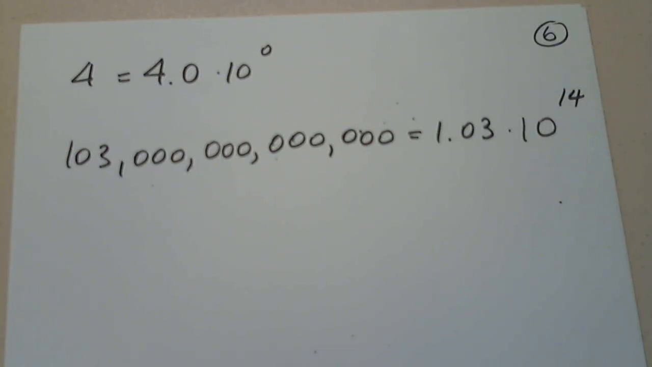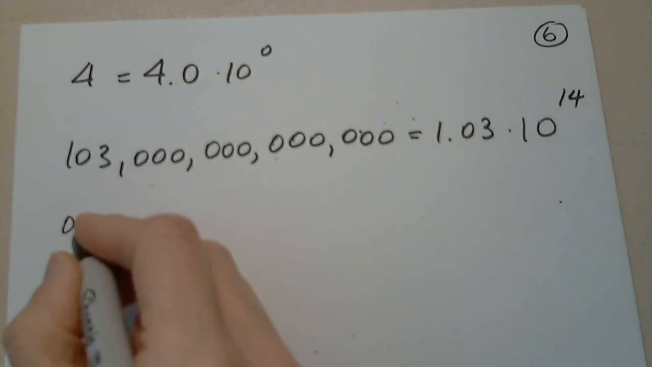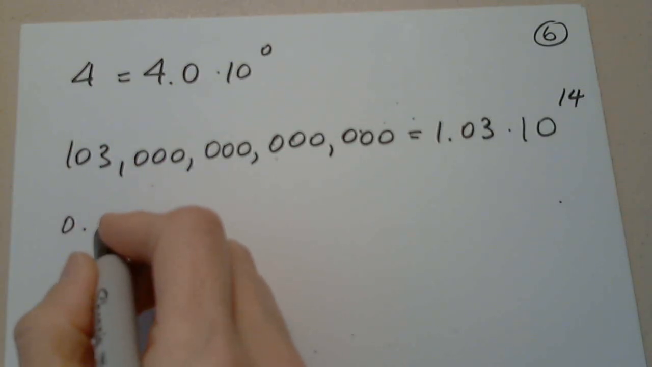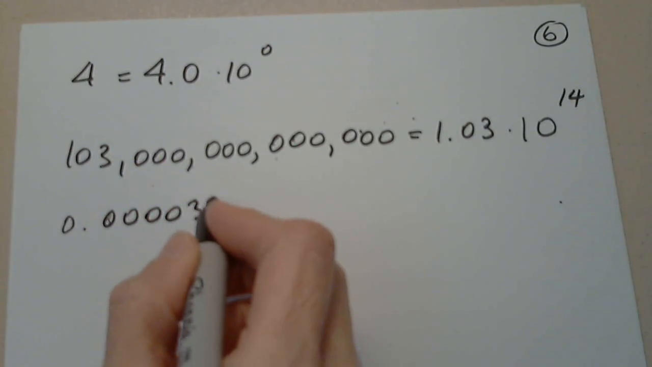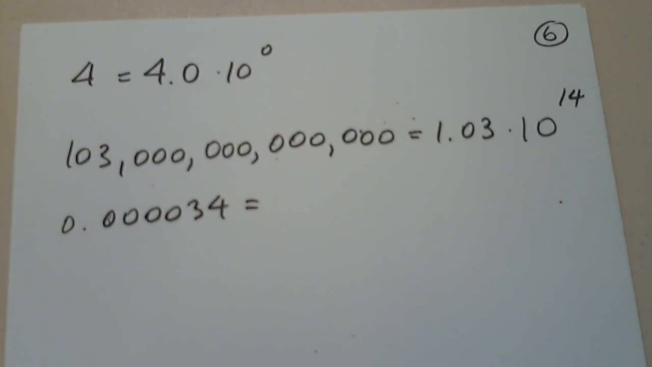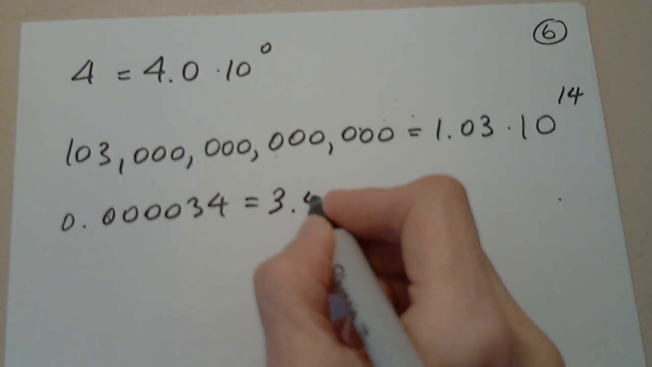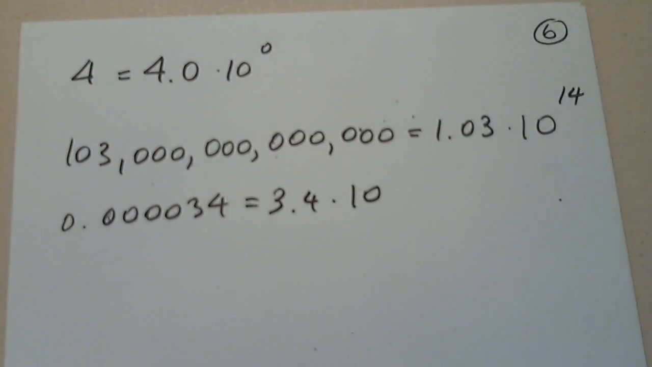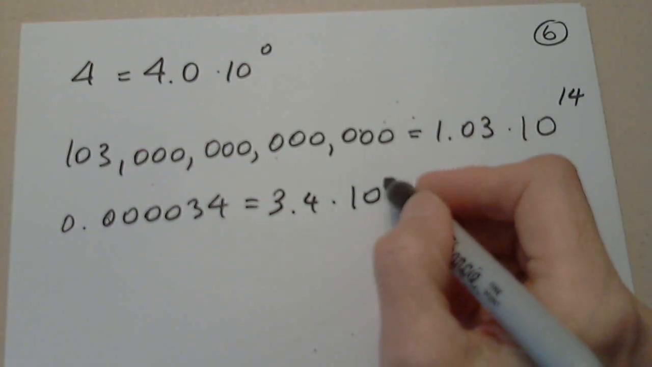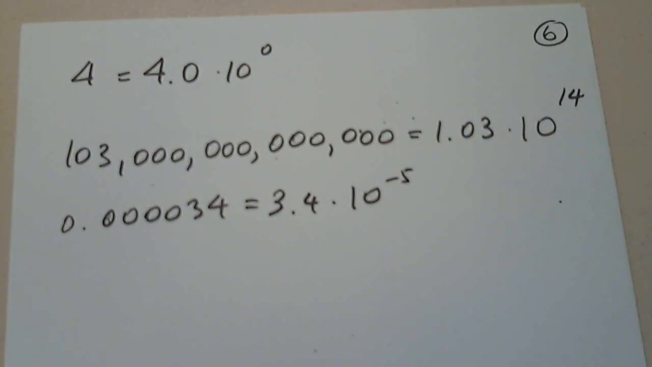Good. So let's write this one in scientific notation, 0 point. I think I counted 4 zeros. Good. So what do we have here? Of course, we have 3.4 times 10 to which power? Negative 5. Yes, indeed, negative 5. It's a small number. The power has to be negative. Good.